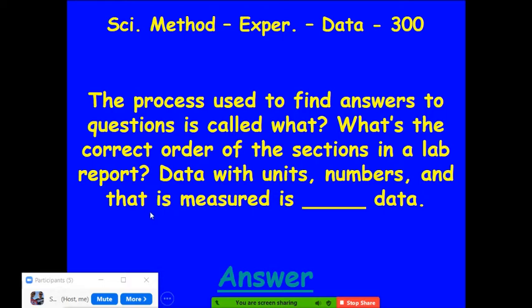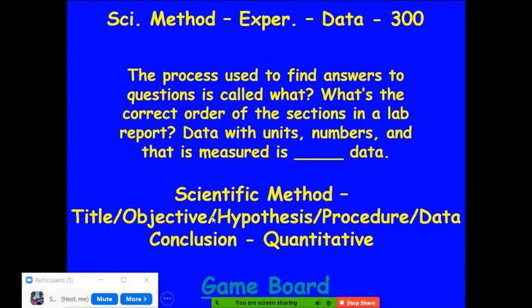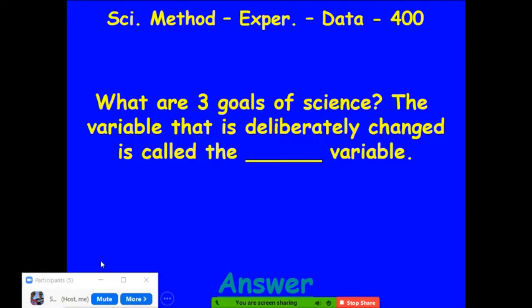All right, you guys, here come the answers. Okay, the scientific method is a process used to find answers to questions. Title, objective, hypothesis, procedure, data, and conclusion. And data that has numbers, units, and needs to be measured is quantitative. Easiest way to remember is quant count. Quant count. All right, here we go.